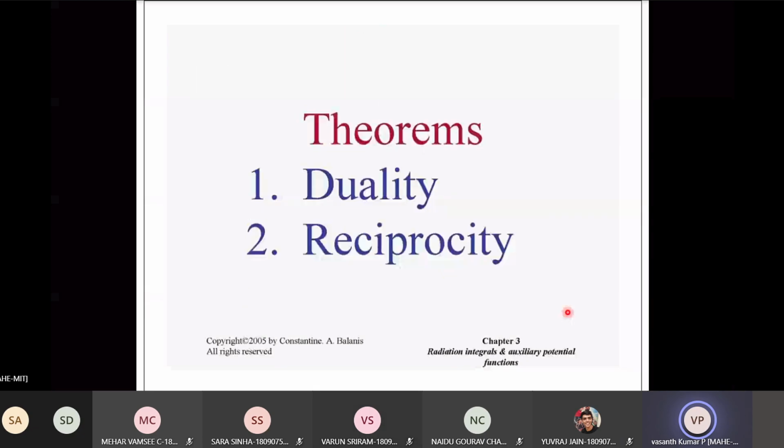Now we have two things left, duality and reciprocity. Reciprocity will not be covered because it is not required here. We can't cover too many details because this is not just a course on antenna, it is a course on microwave engineering. We can't spend time on reciprocity. We'll just discuss duality now, the duality theorem.